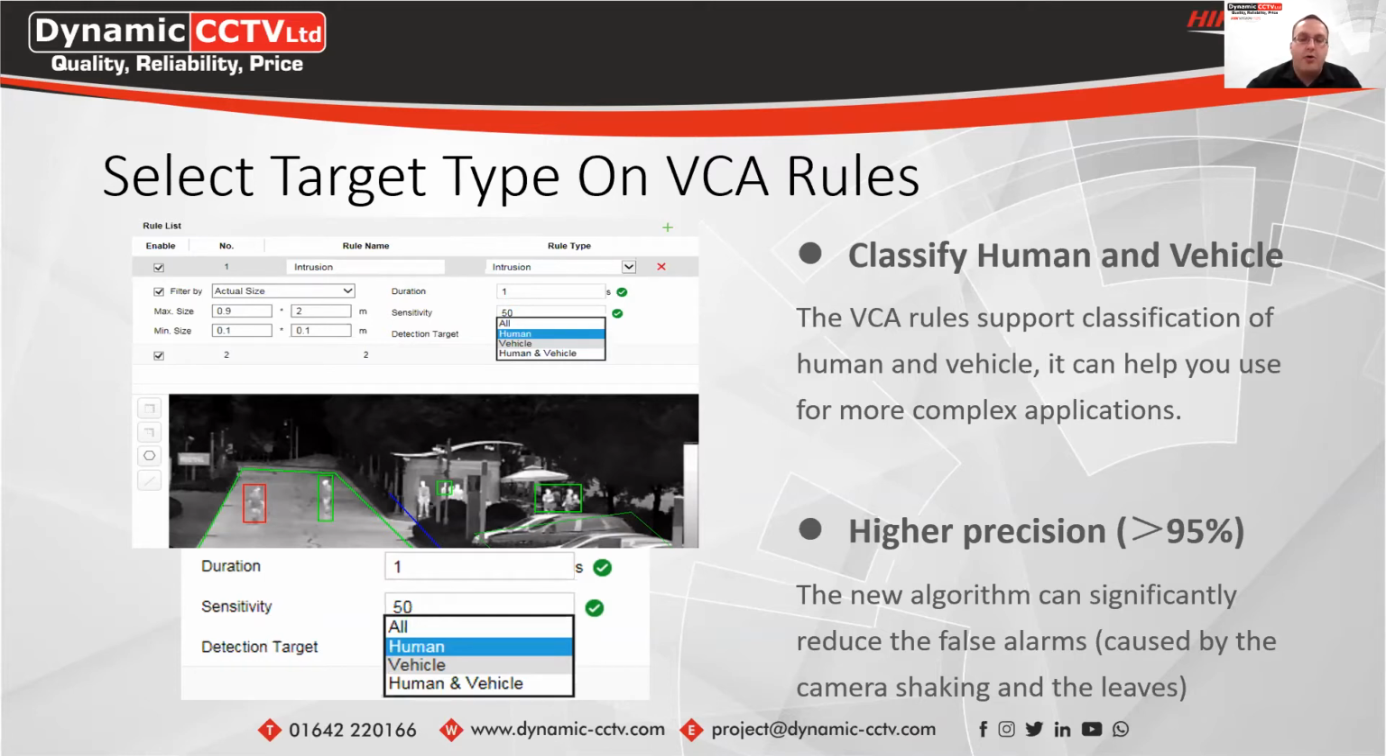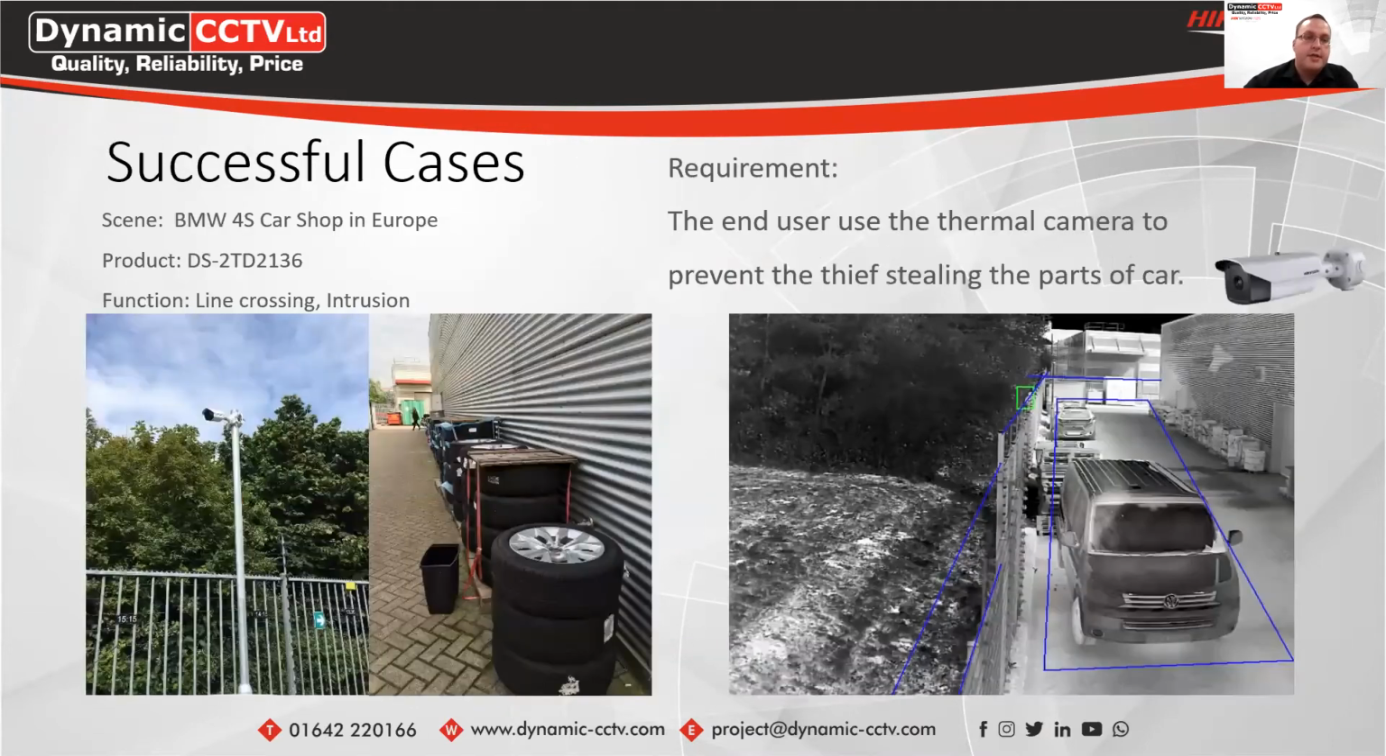So you do get more reliable results from your actual detections from the VCA rules on the thermal cameras than you do with the optical images on those. So this is a BMW car shop in Europe. You can see there the need to see when a human is entering the premises, and they do have vehicles that are parked up.